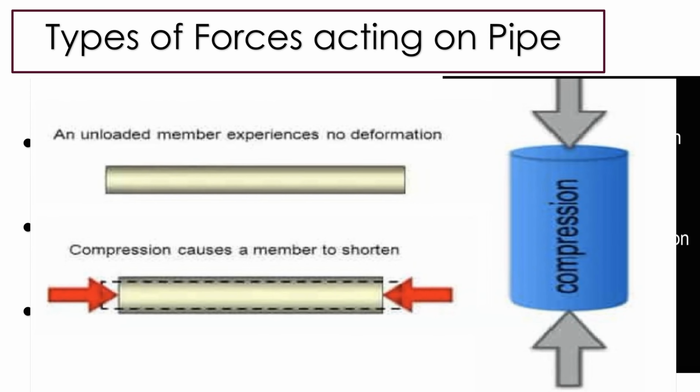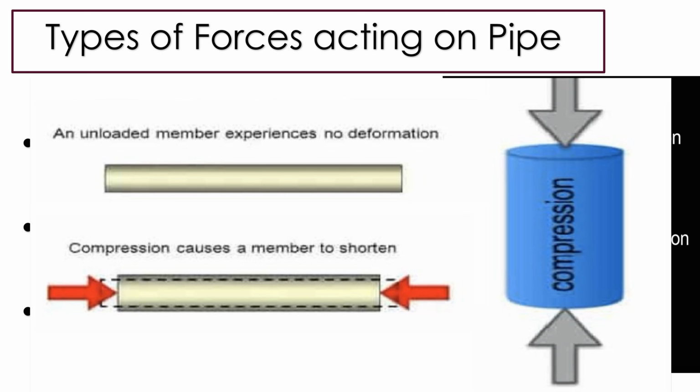Second type of forces, compressive forces. When the forces act in uniaxial direction facing each other along the longitudinal axis of the pipe and try to compress or reduce the length of the pipe, these forces are called compressive forces. As you can see in this picture, the compressive forces try to create compression inside the pipe.